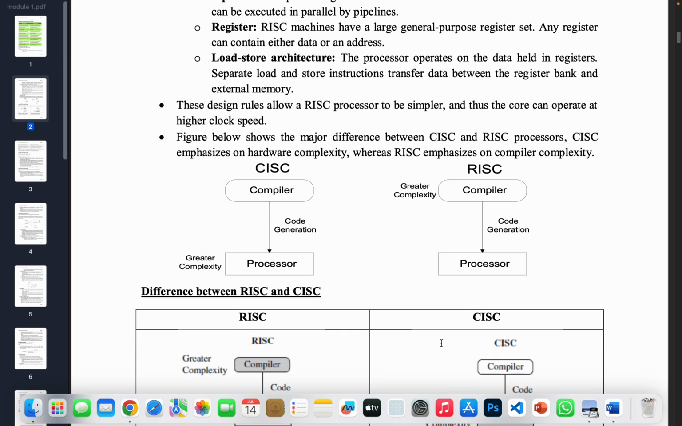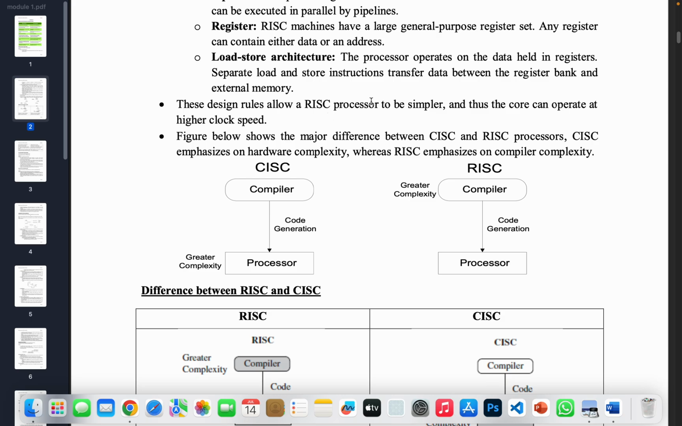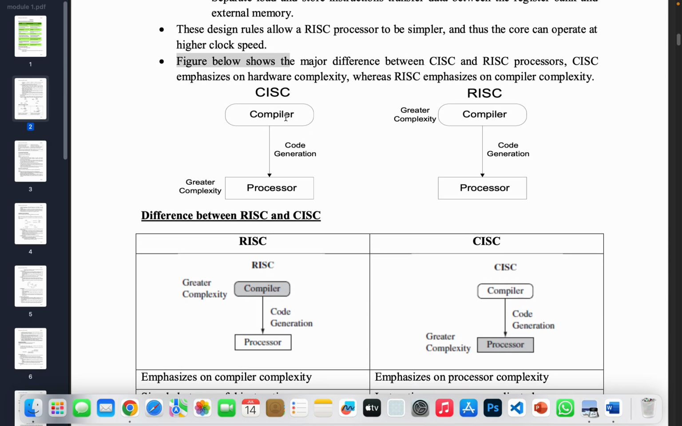Then we have to define that the design rules allow the RISC processor to be simpler, so the core can operate at higher clock speed. Then we have to draw the figure of RISC and CISC. The figure is shown below. See, between CISC and RISC there is only one difference.